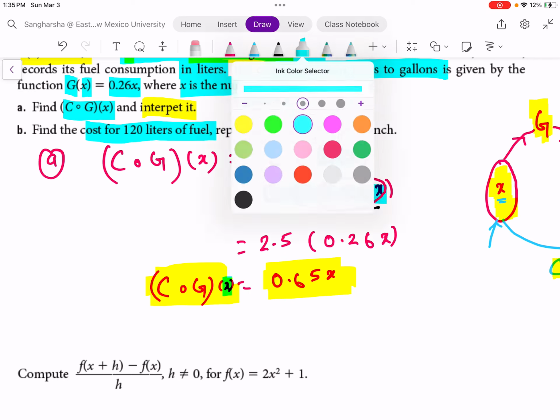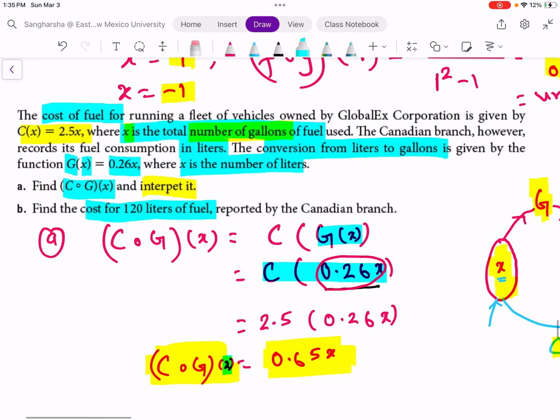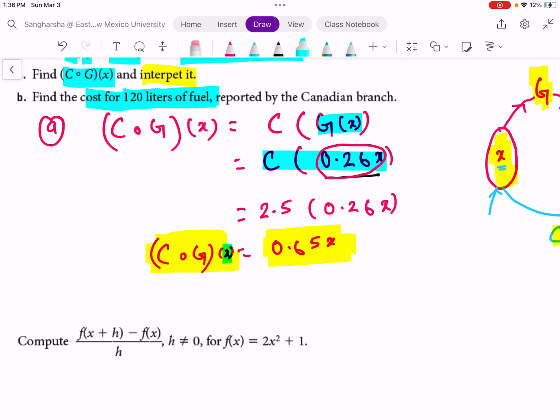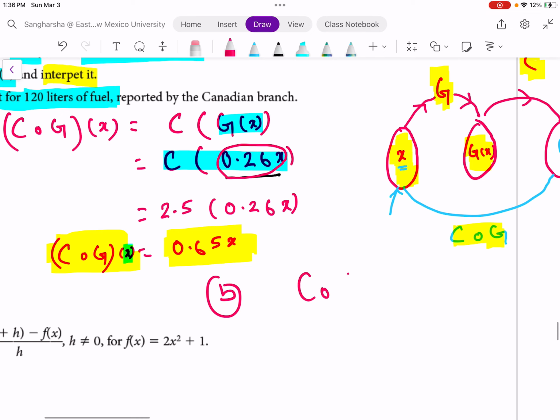The very first function is C of x. But in order to use this C of x function, our x, the number of the fuel, has to be in gallons. Our fuel is in liters, so we're going to use C composite G. So here we are asked to find, for number B, C composite G of x.